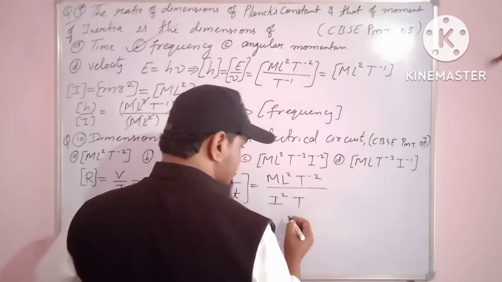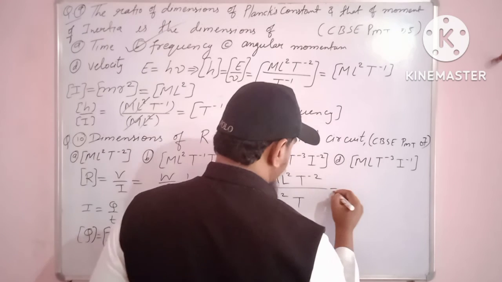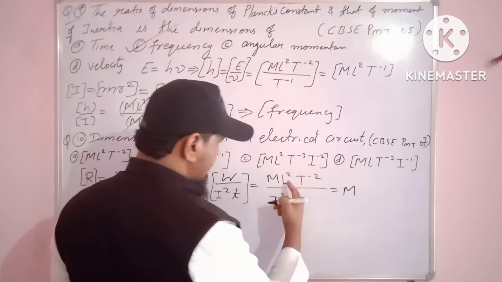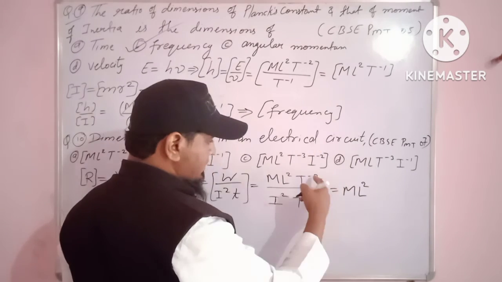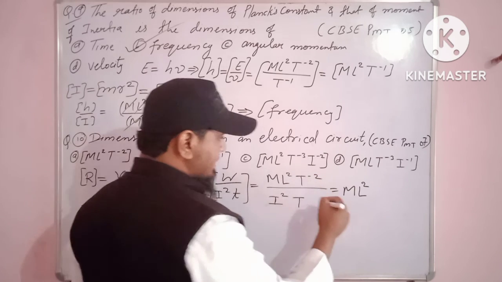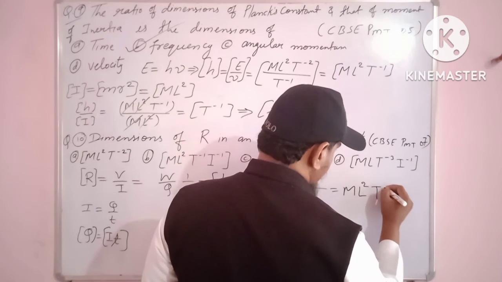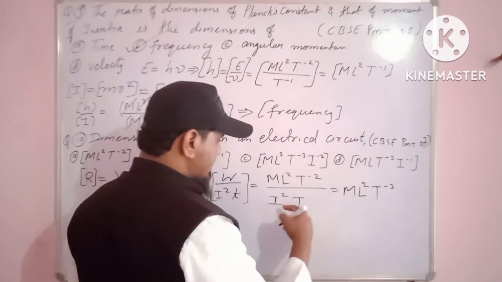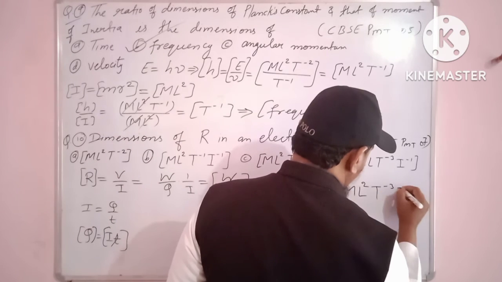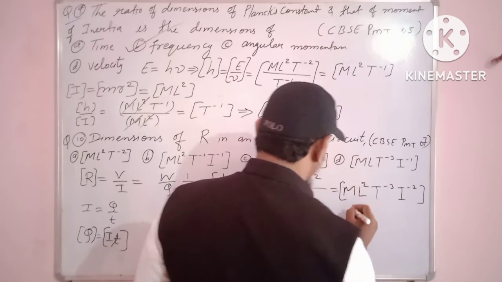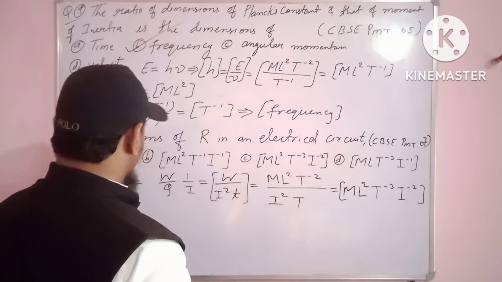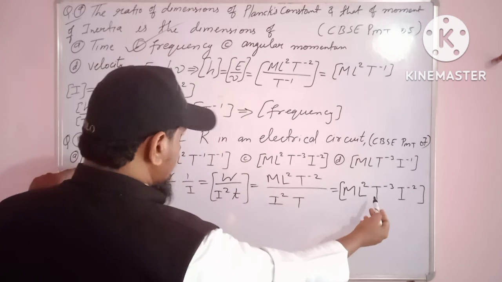So what is left? M and L square. Then T, if we take it in the numerator, it becomes minus 3. So T power minus 3 and I power minus 2. So the dimensions of resistance is equal to ML square T power minus 3 I power minus 2.